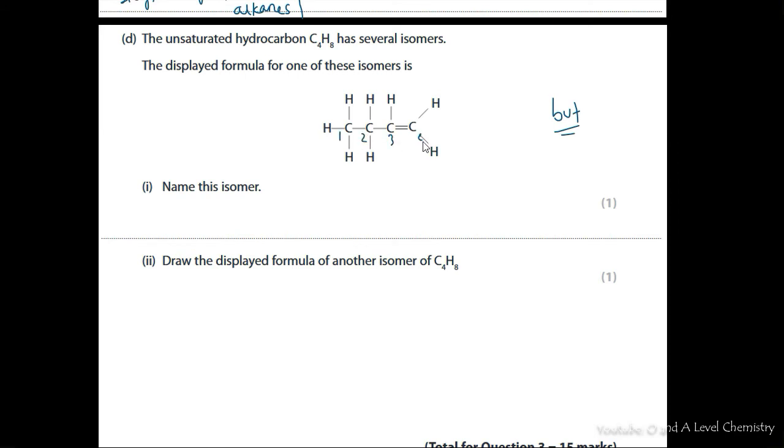If I count from here, 1, 2, 3, 4, the double bond is on the third carbon. So we're not going to do that. So we're going to count from here, 1, 2, 3, 4. Now the double bond is close to the first carbon. So that's one of the rules of naming. So this is going to be butene, right? I know that this is going to be butene because of the double bond here. The end is going to be ene. But where is the double bond? The position is on the first carbon. So it's going to be but-1-ene. That's the name.